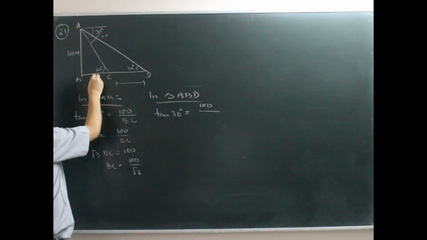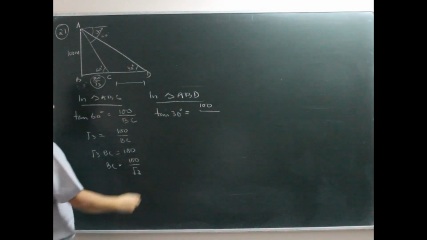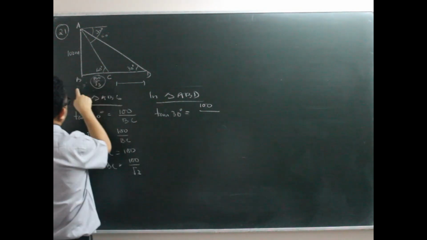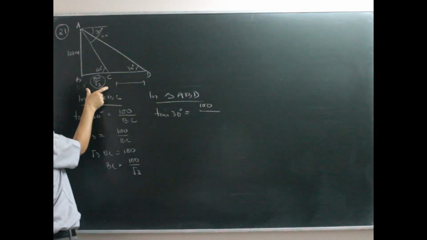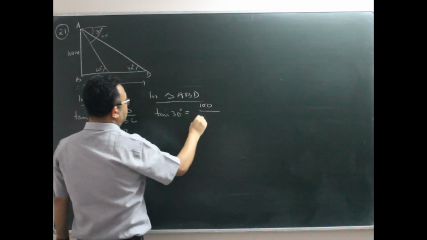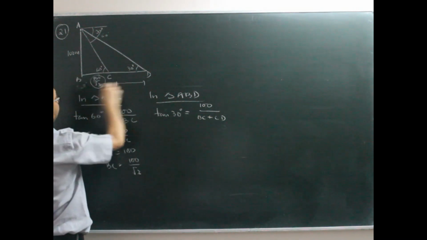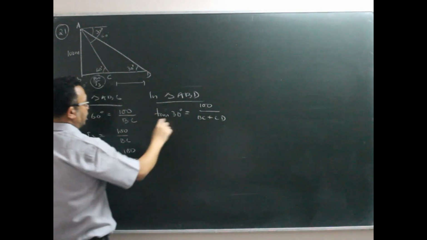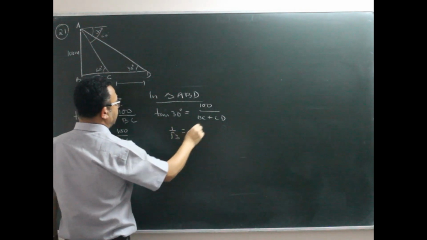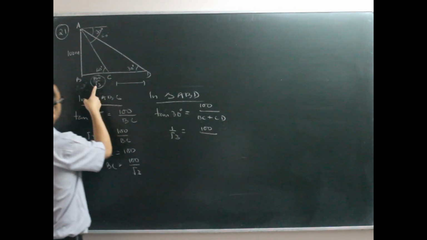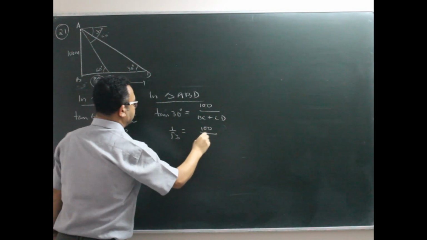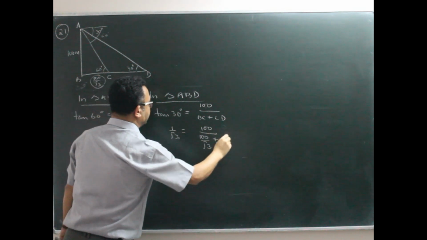What is BC? BC is 100 by root 3. Now I am looking for perpendicular over base, and base means full from here to here. So it is BC plus CD. BC plus CD will give you the full base. So tan 30 value is 1 by root 3, and this is 100 by BC plus CD. Already we have calculated BC, it is 100 by root 3, and then plus CD.